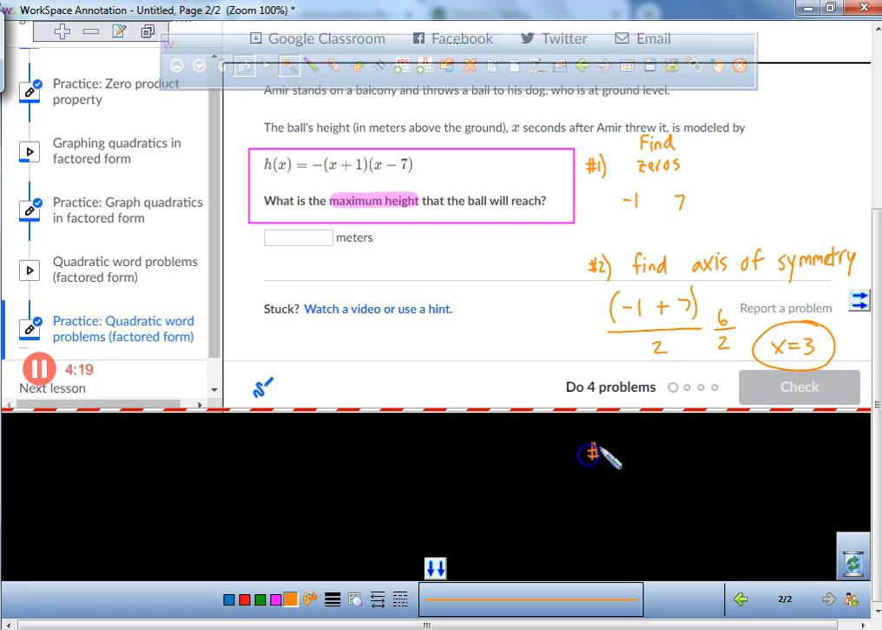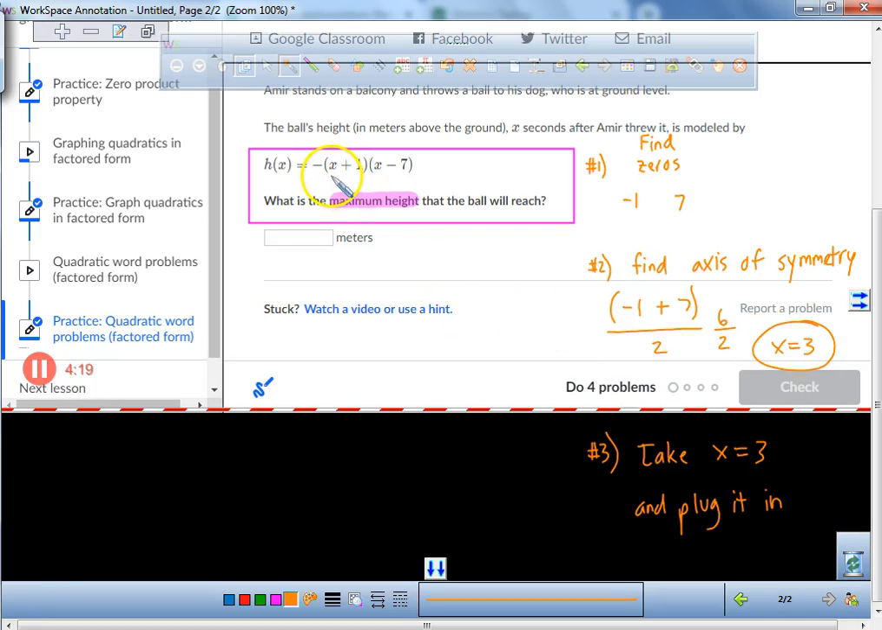So here's what I want you to write here. Take x equals 3 and plug it in. Now the last problem, the x value was the answer because it said what was the x value to produce it. This time we just take it and we got to plug it in.